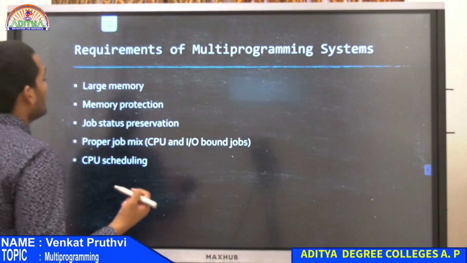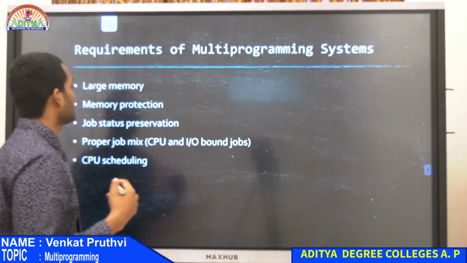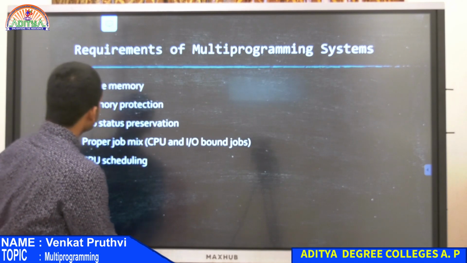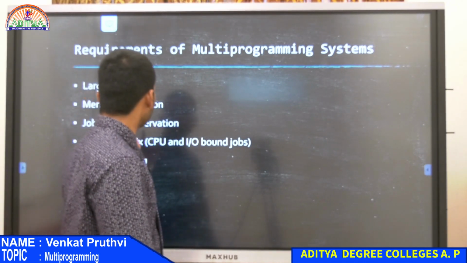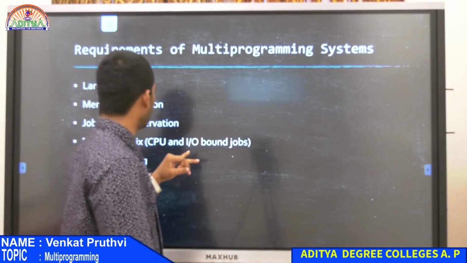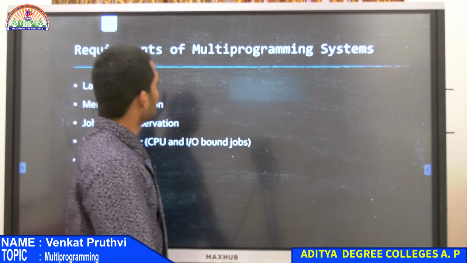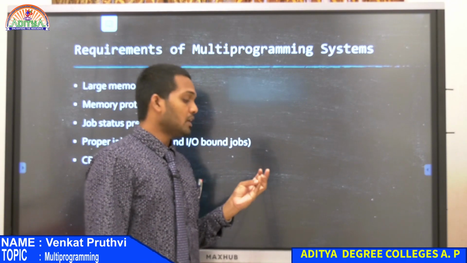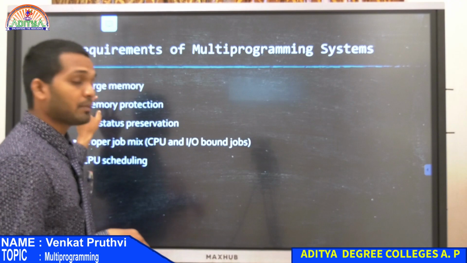And then what are the requirements for multiprogramming operating system? We have to understand that. The requirements for multiprogramming operating system are large memory, memory protection, job status preservation, proper job mix, CPU and input output jobs, CPU scheduling. We all understood now what you mean by multi-programming systems. In multi-programming systems, we know that we require large memory, memory protection.